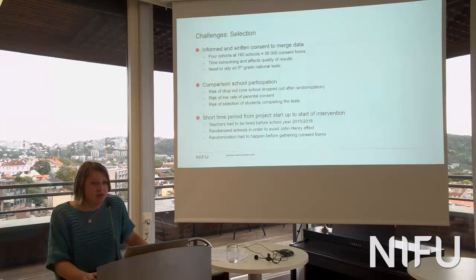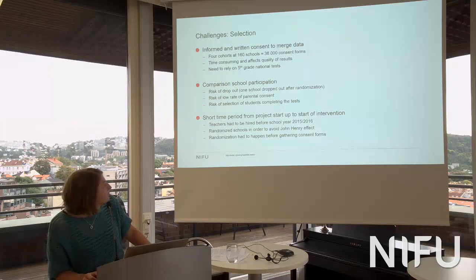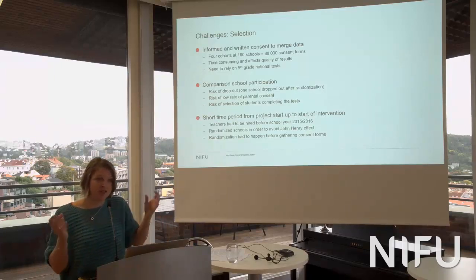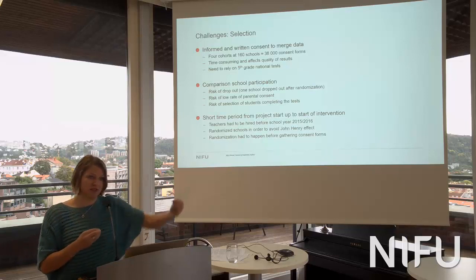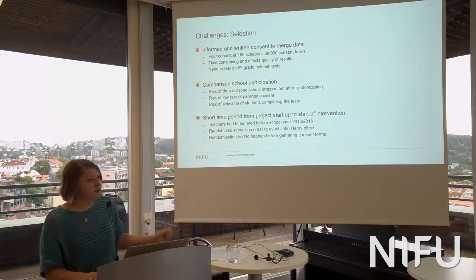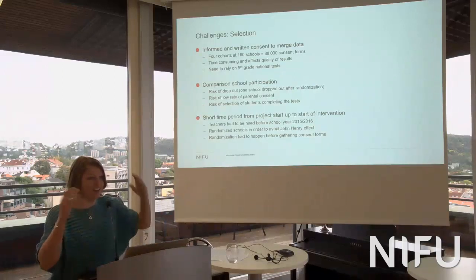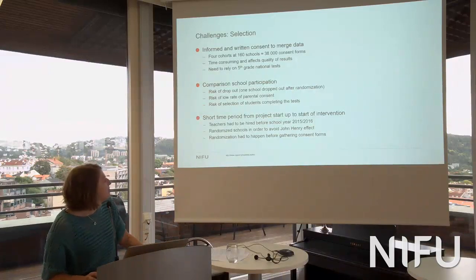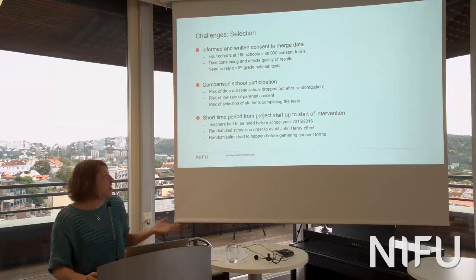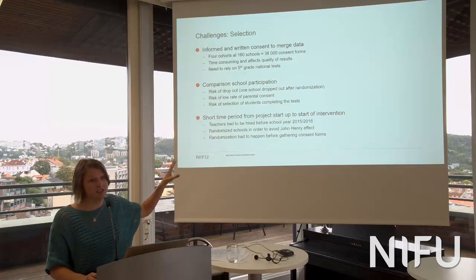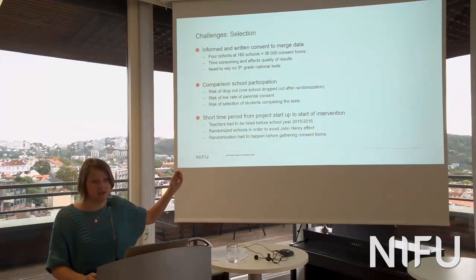So another problem we have is the problem of selection. We need informed and written consent in order to merge data. So we don't need consent in order for them to take the test, but we need consent in order for the tests to be merged with the other tests. Now, 4 cohorts at 160 schools means that we need about 38,000 written consent forms that need to be gathered in and scanned and everything. And this is time consuming, and of course it will affect the quality of our results. Now, this means that we're going to rely pretty heavily in the evaluation on the 5th grade test, because here we don't need that same consent.